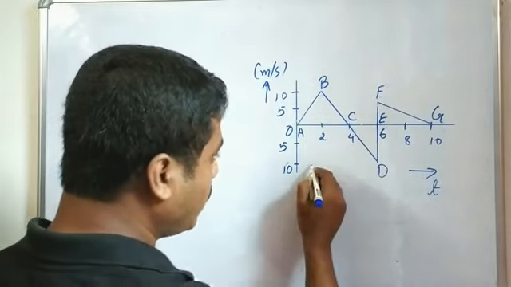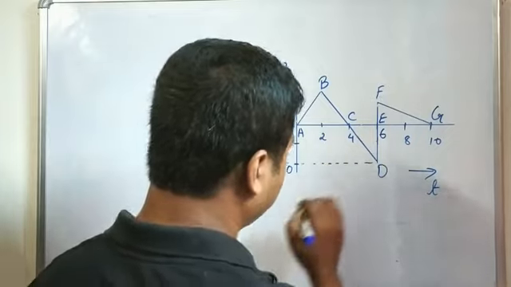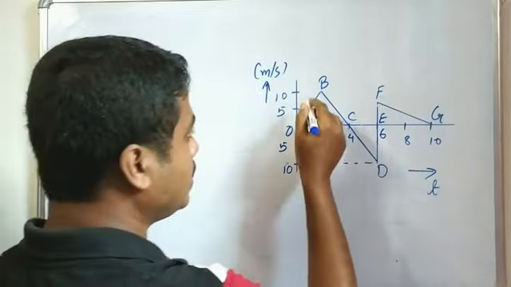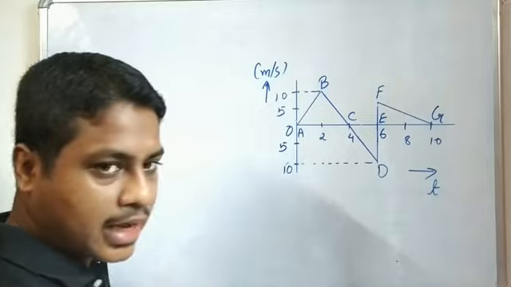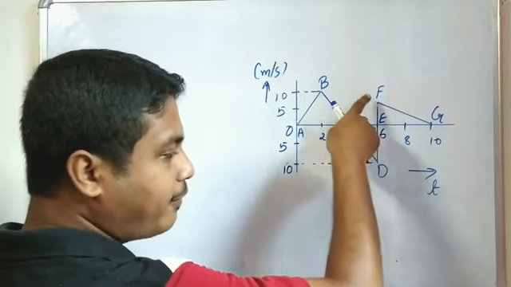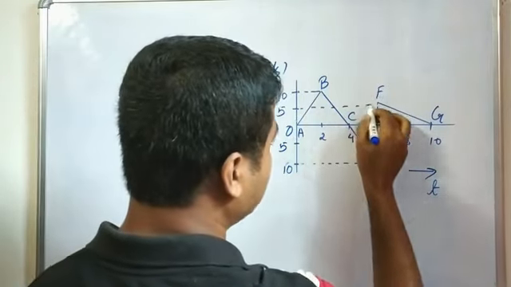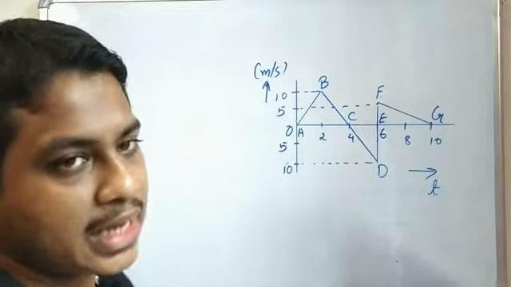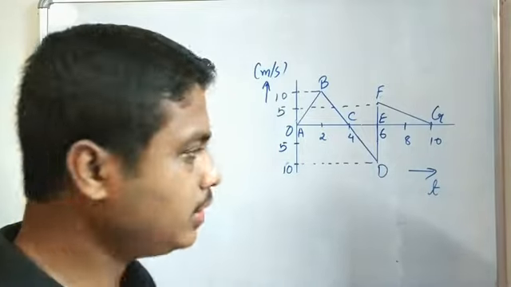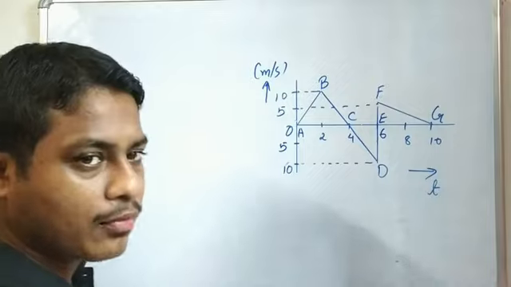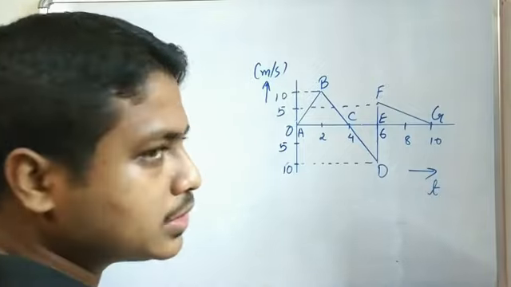So for this D point, this is representing 10 meter per second. Similarly, this B point is representing 10 meter per second. और ये जो F point वाला जो है, this is representing your 5 meter per second. Clear? So I will be using the formula for the area of the triangle.